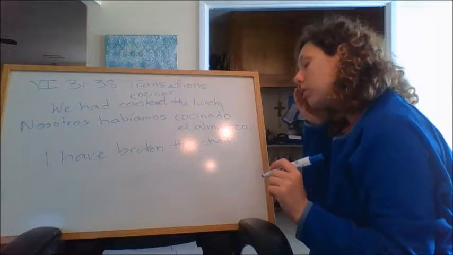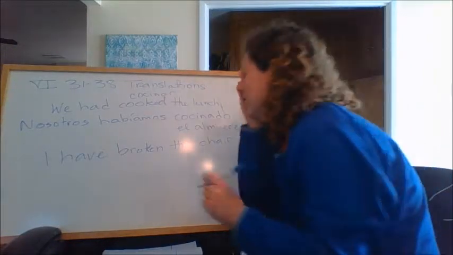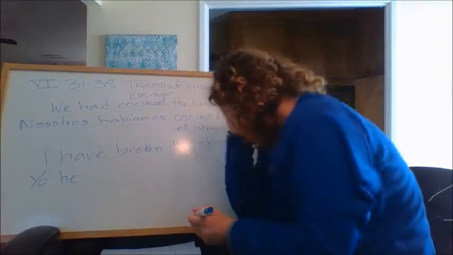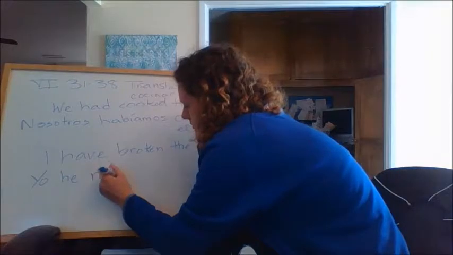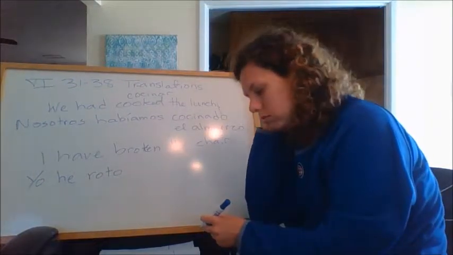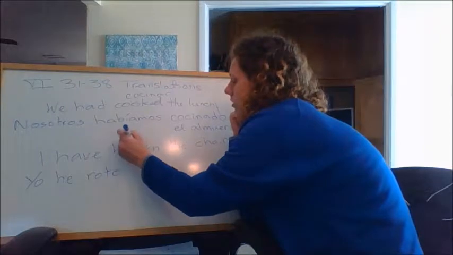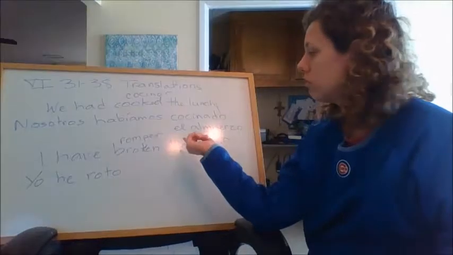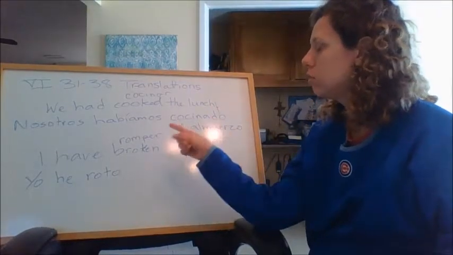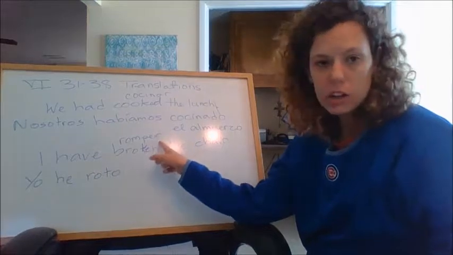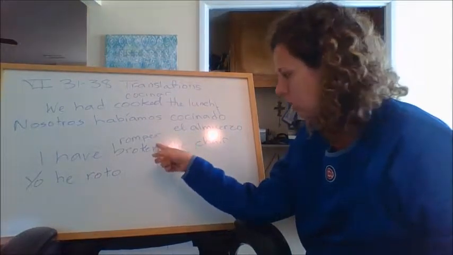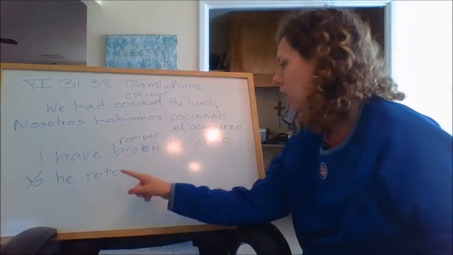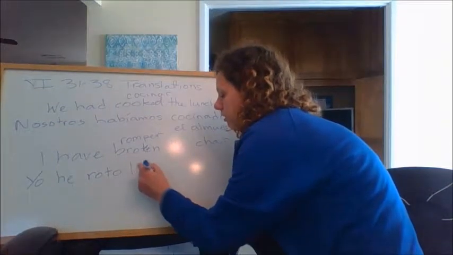Then we have I have broken the chair. This is in the present perfect. So we say yo he roto. Roto. Broken. Romper is the verb for to break. Romper is one of the verbs for to break. It is an irregular. Okay, it's on your list on page 219. The irregular romper is roto for the past participle. So we say yo he roto la silla.